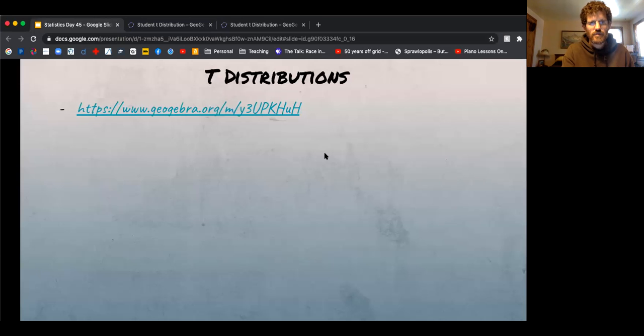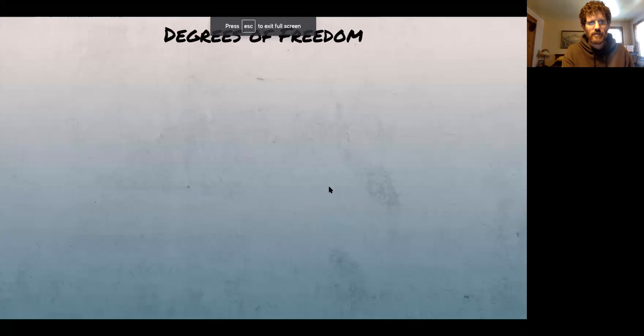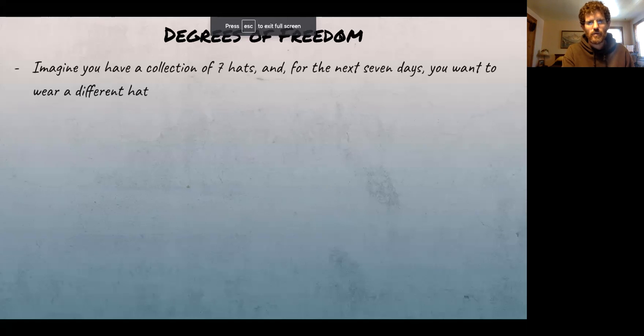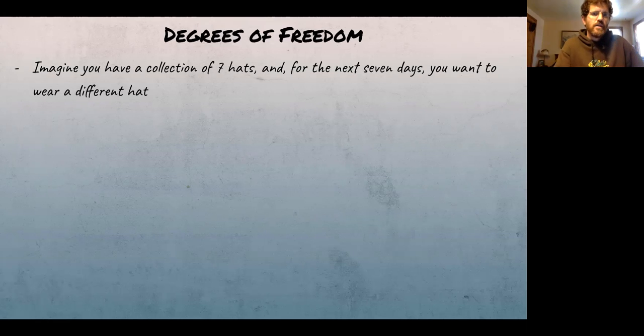Okay, so now we need to figure out how to find our critical value. And before we can do that, we need to talk about degrees of freedom. I don't want to say it's confusing, it's just kind of a weird topic at first, but it'll make sense after we look at a couple examples.